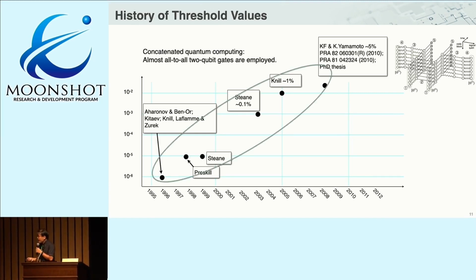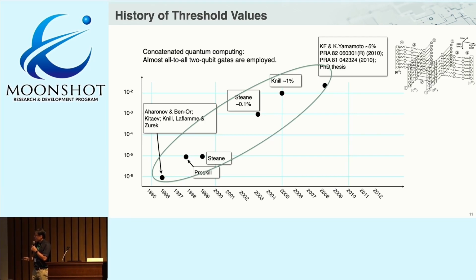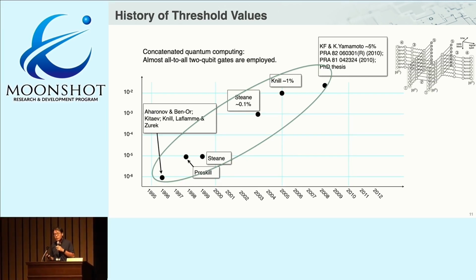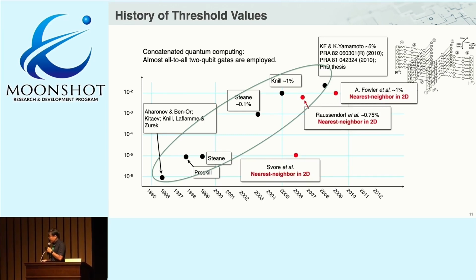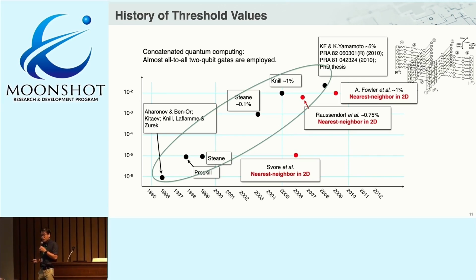But all these proposals are based on concatenated quantum computing, and most concatenated quantum computing requires almost all-to-all qubit gate operation, which means that it's very difficult to implement on the 2D nearest neighbor architecture. And if we map this concatenated quantum computing onto the nearest neighbor architecture, the threshold value was thought to become very small, like 10 to the minus 5.